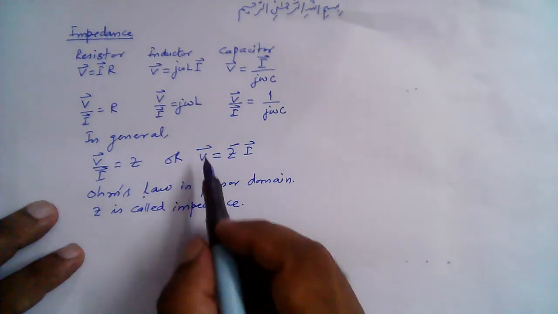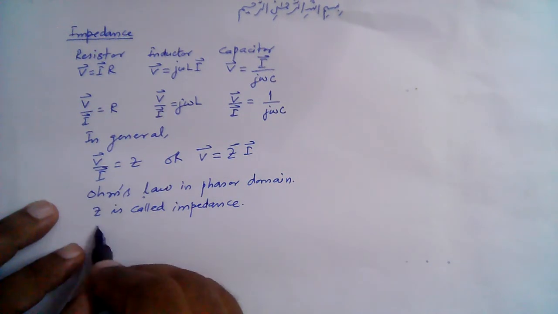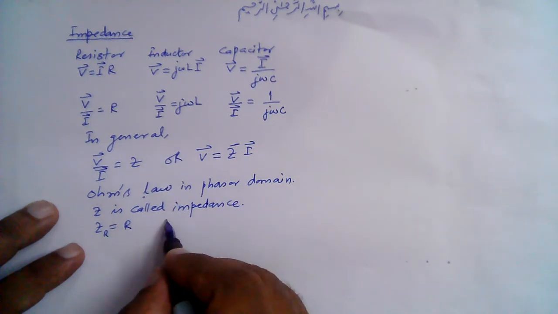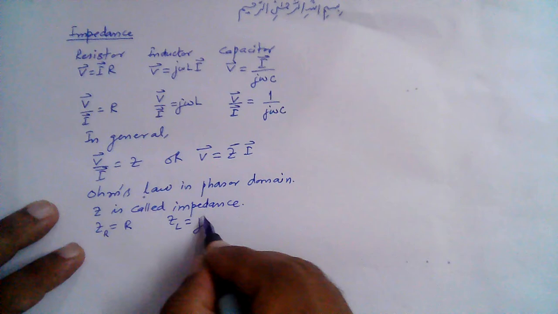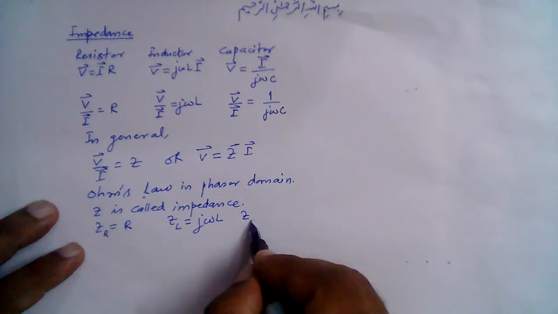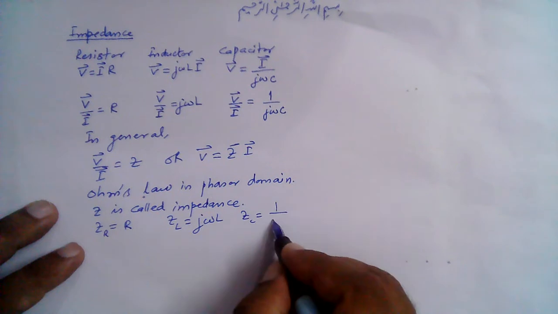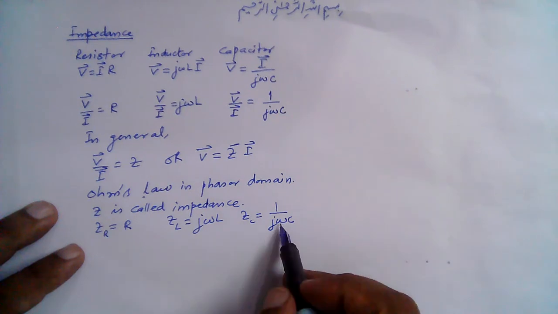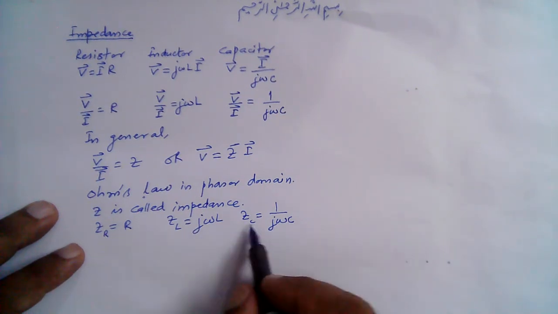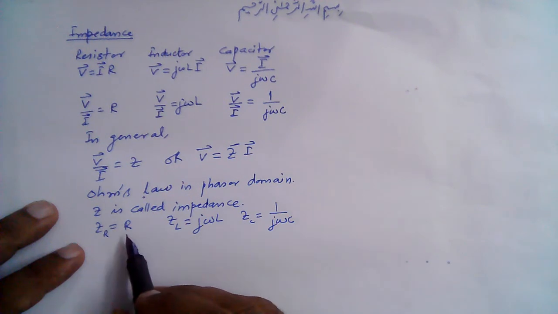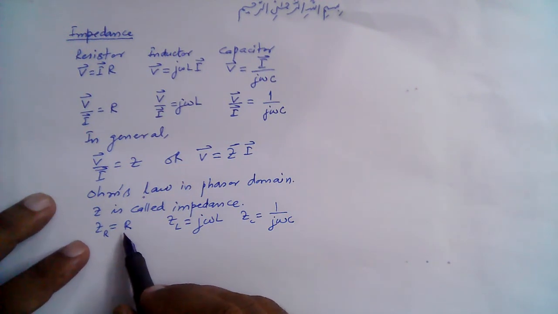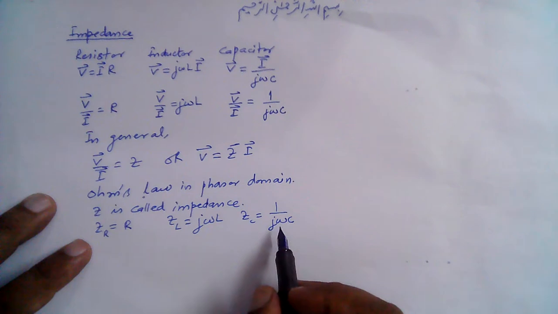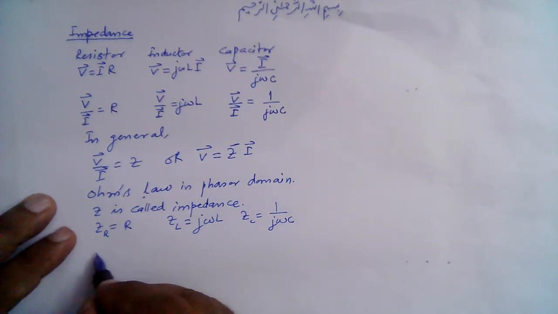As you can see, for the resistor, ZR is equal to R. For the inductor, ZL is equal to J omega L. For the capacitor, Z is equal to 1 over J omega C. In the case of the inductor and capacitor, it depends upon the frequency omega. However, the resistor does not depend on frequency. So impedance is a frequency dependent quantity.